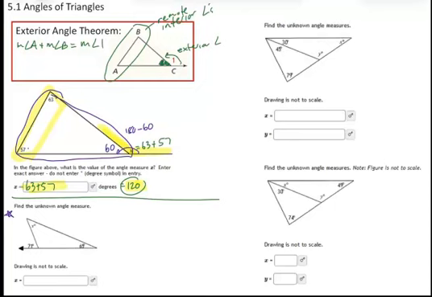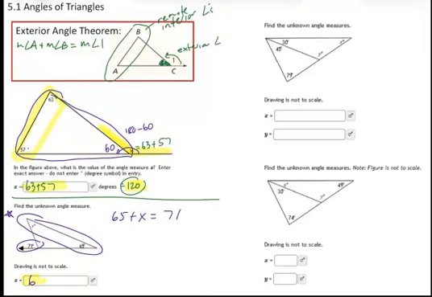So notice what you're looking at here. You have an exterior angle of 71 degrees, and that's equal to the sum of these two remote interiors. So 65 plus what is equal to 71? And so the answer is 6. That gives you your answer really quickly if you solve it that way.